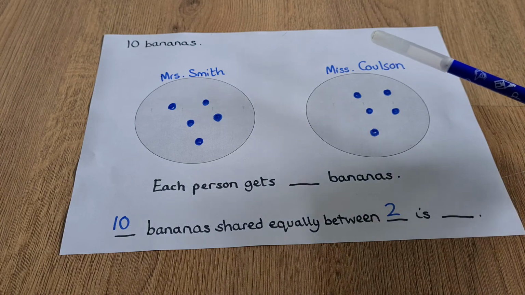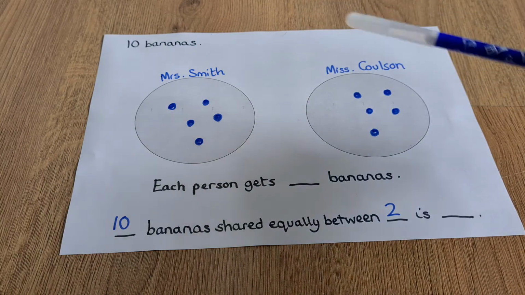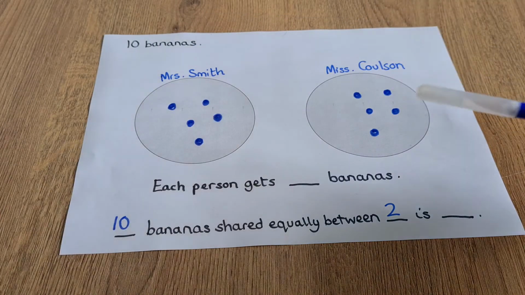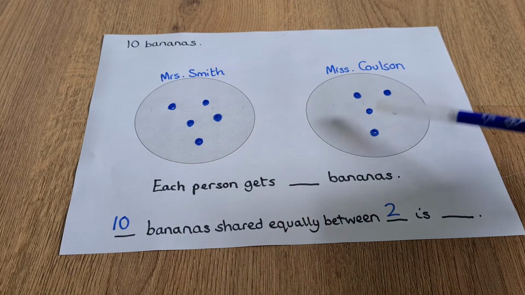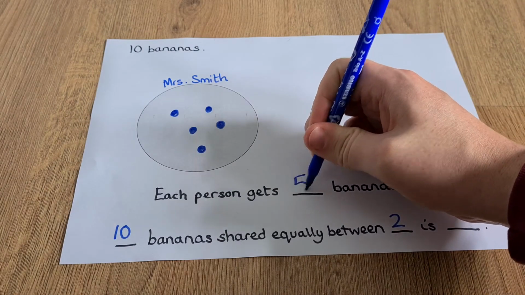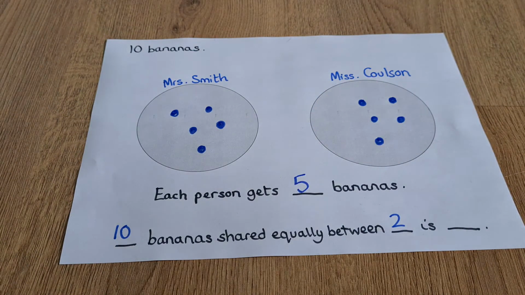So let's count how many bananas each person's got now. So 1, 2, 3, 4, 5 for Mrs. Smith, 1, 2, 3, 4, 5 to Miss Coulson. So shared it equally because we both got the same amount, and each person gets 5 bananas. So that's another method to do it if there's not any pictures for you.